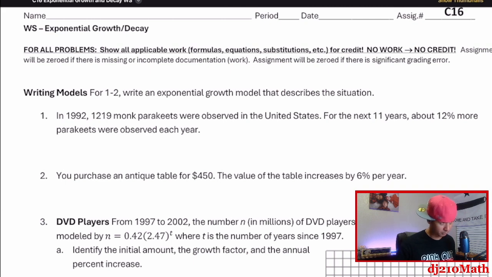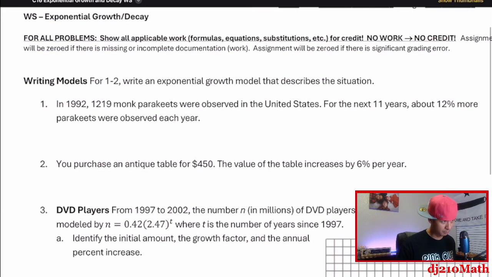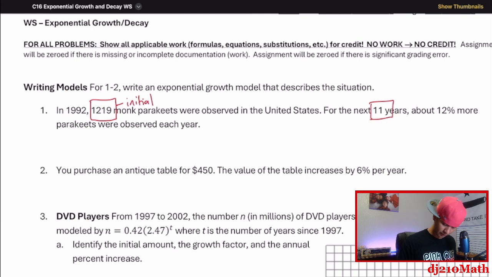So in 1992, 1,219 monk parakeets were observed in the United States. For the next 11 years, 12% more parakeets were observed each year. So what is the key information? This is our initial amount. 11 is our time, we can use variable t for time. And this is our factor, right? In this case, it would be a growth factor.